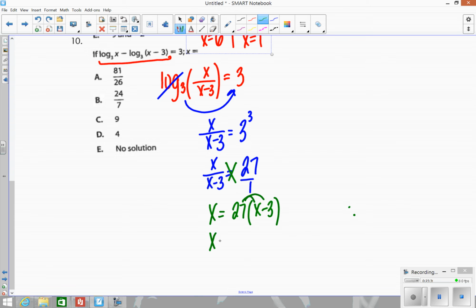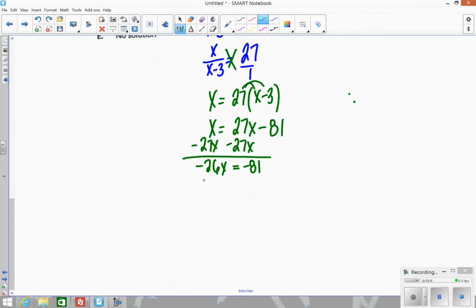So now we have x equals 27x minus 81. And then get x by itself. So subtract 27x from both sides. So we get negative 26x equals negative 81. Divide everything by negative 26. So we get x equals, negative over negative is positive, so 81 over 26.